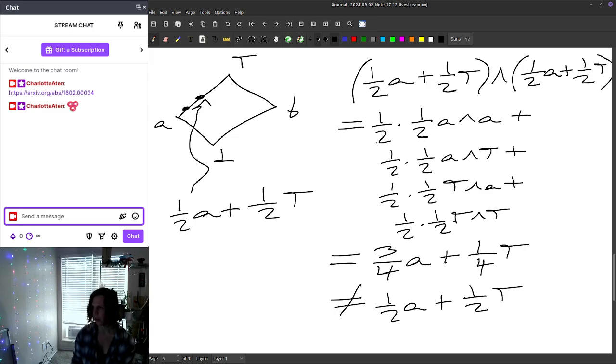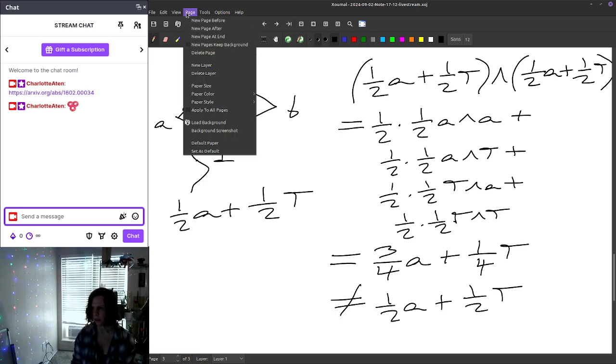So we can't just bilinearly extend the meet operation and get another lattice operation. It's not going to work. Okay, so that's not going to work.